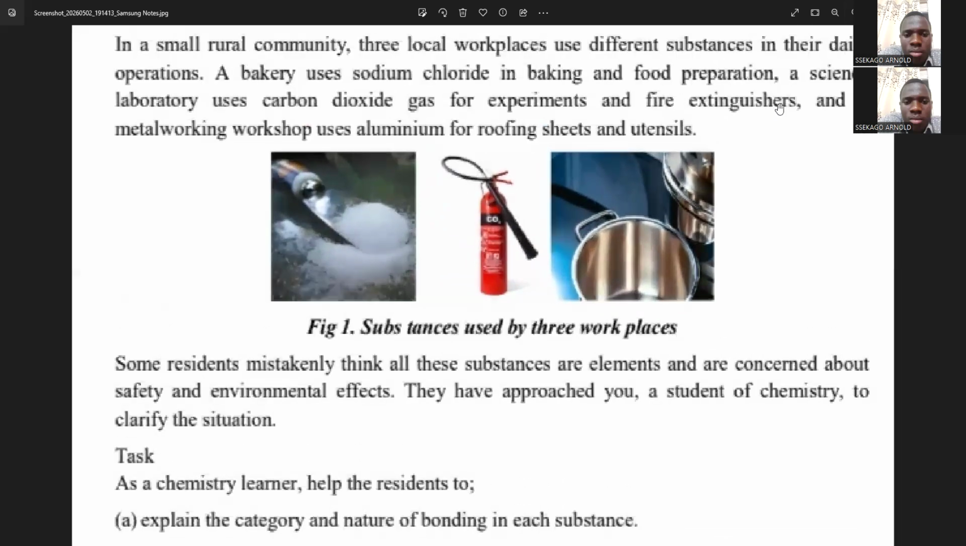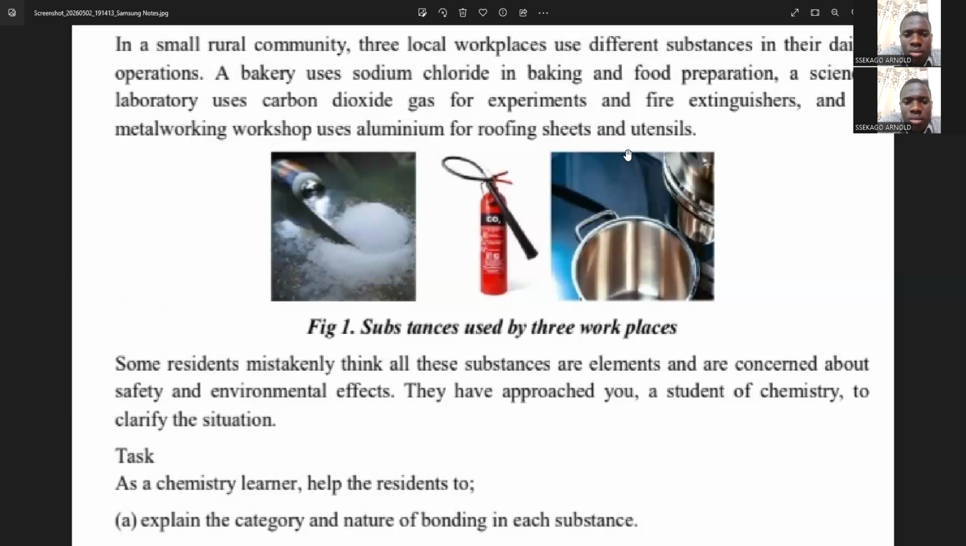So let us try to interpret it. So what are they saying here? In a rural community, 3 local workplaces use different substances in their daily operations. A bakery uses sodium chloride in baking and food preparation. A science laboratory uses carbon dioxide gas for experiments and fire extinguishers. And a metalworking workshop uses aluminium for roofing sheets and utensils.